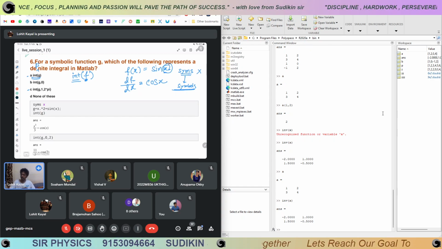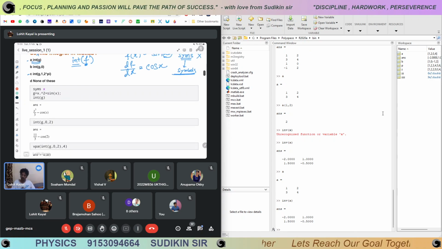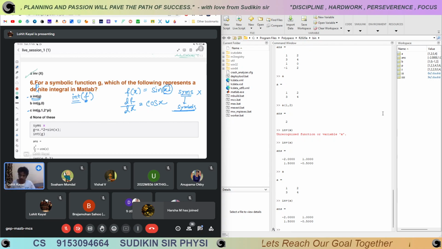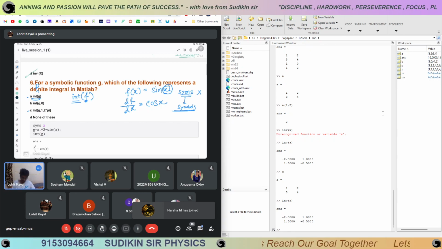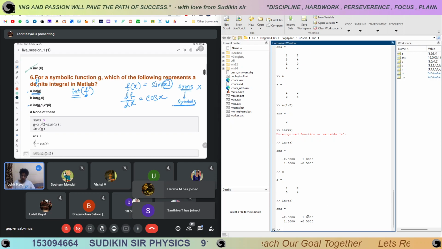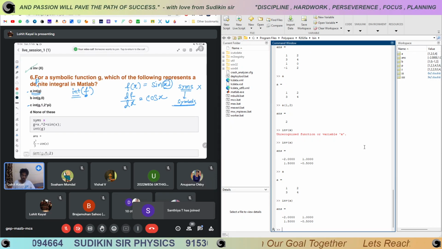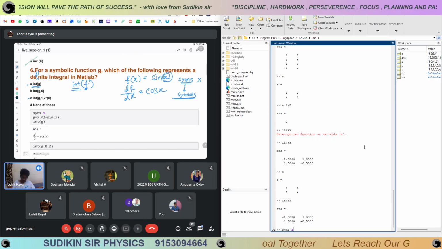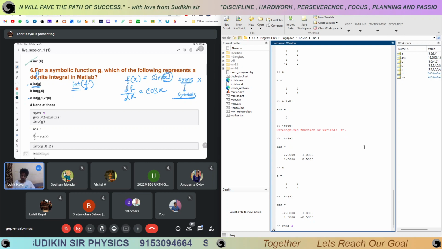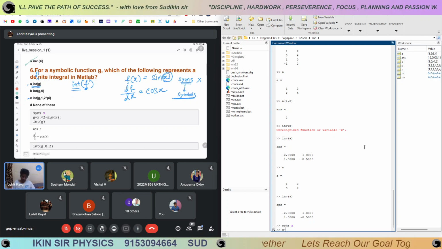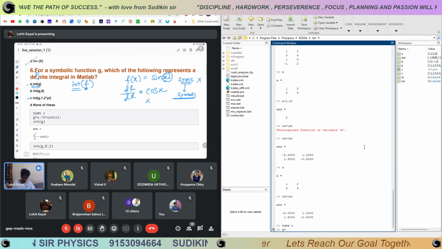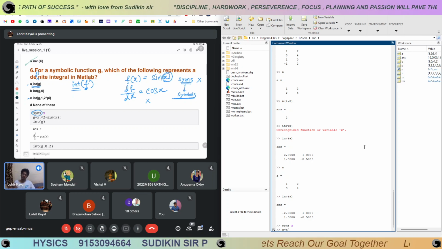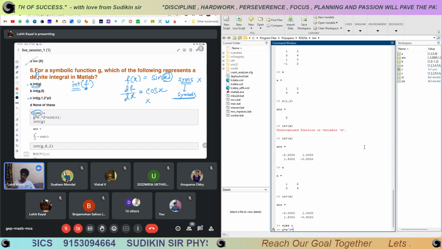There are many other symbolic tools which you will get to know as the course progresses. This is why we have to mention to MATLAB that x is a symbol, not any arbitrary number. If you don't write this, it will show you an error, because MATLAB doesn't know anything. You have to mention it.